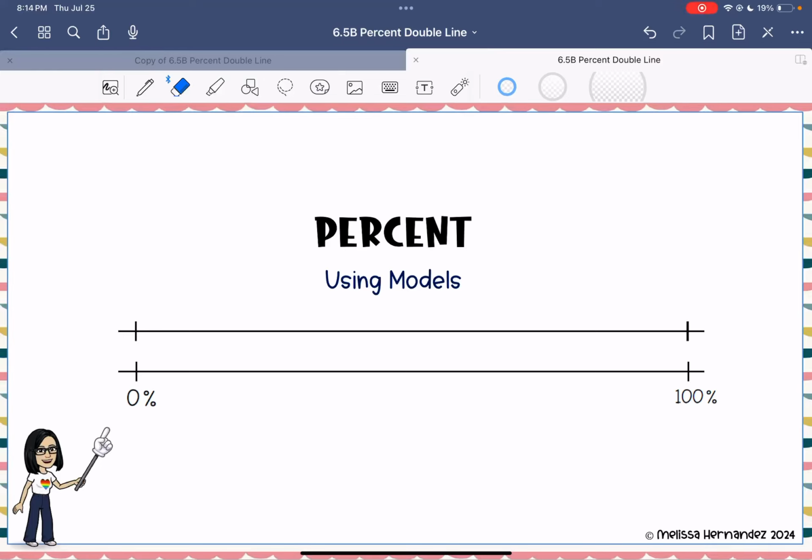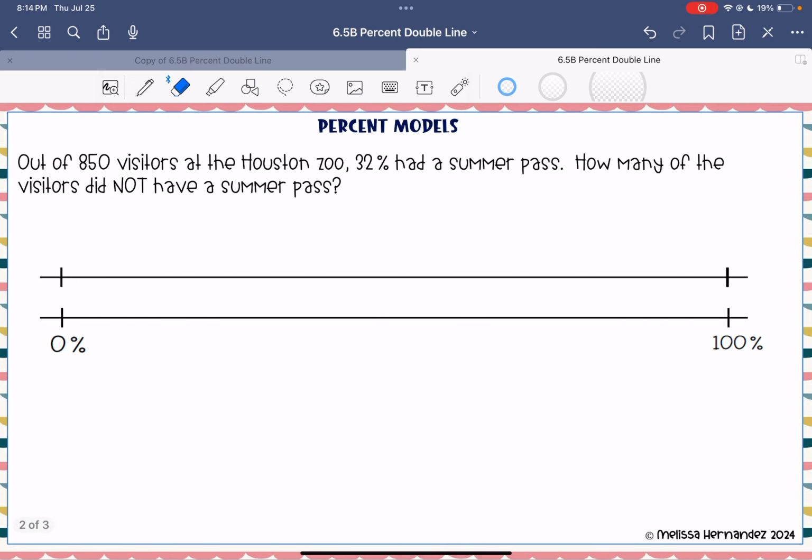In this video, we're going to practice solving percent problems, but we're going to use double number lines to solve them. Okay, so for our first example, it says, out of 850 visitors at the Houston Zoo, 32% had a summer pass. How many of the visitors did not have a summer pass?